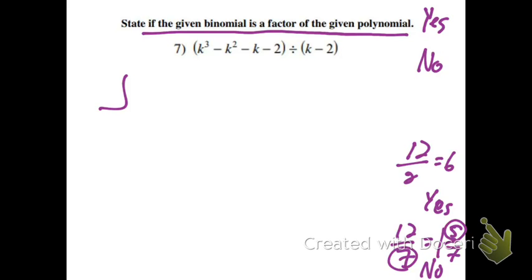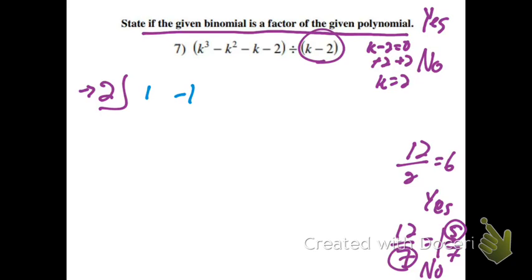So, here we go. I'm going to plug in. Now, don't forget, if k minus 2 is what we're dividing by, we're going to plug in 2 into the box. Once again, k minus 2 is equal to 0. We add 2 to both sides. We get k equals 2. That's what we plug in right there. Then we get the coefficients. So I got 1, -1, -1, and -2. Didn't have to put a placeholder because we got 3, 2, 1, and 0 up here.